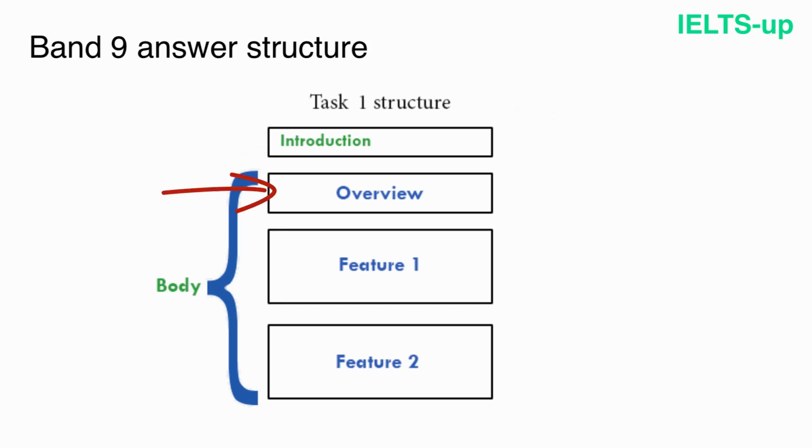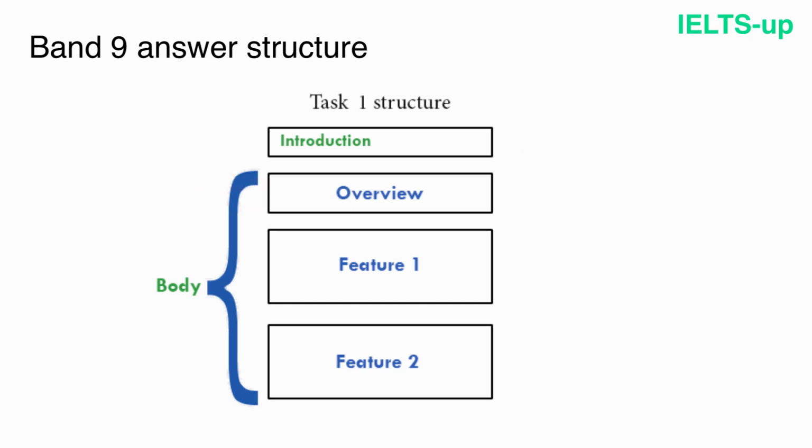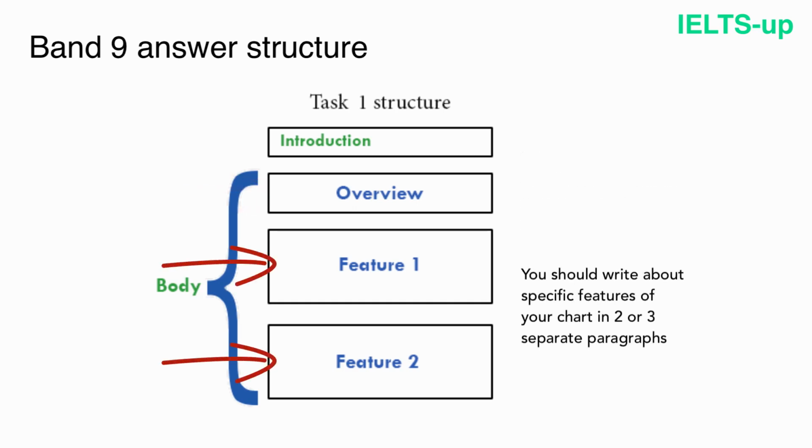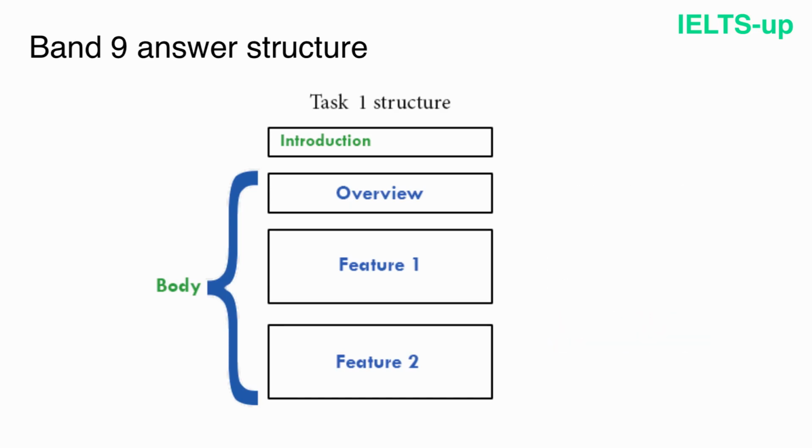Then, you should write an overview paragraph. In this paragraph, you should describe some general trends and features of your chart. Next, you should write about specific features of your chart in 2 or 3 separate paragraphs. And don't forget that your goal in IELTS Writing Task 1 is to describe the presented information in a very clear way, not to give your personal opinion. So don't write a conclusion in Task 1.